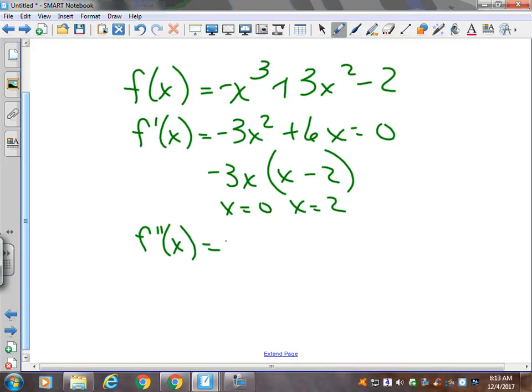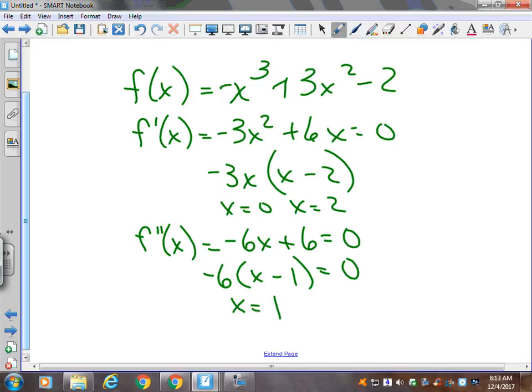So if I take the second derivative, I get negative 6x plus 6. And if I set that equal to 0 and take out a negative 6, I get x minus 1. Is that right? Did I do that math right? Okay. So I did not get one of those two numbers again, which means I only have one inflection point and a max and a min, because this is an inflection point, always. So the second derivative is inflection.